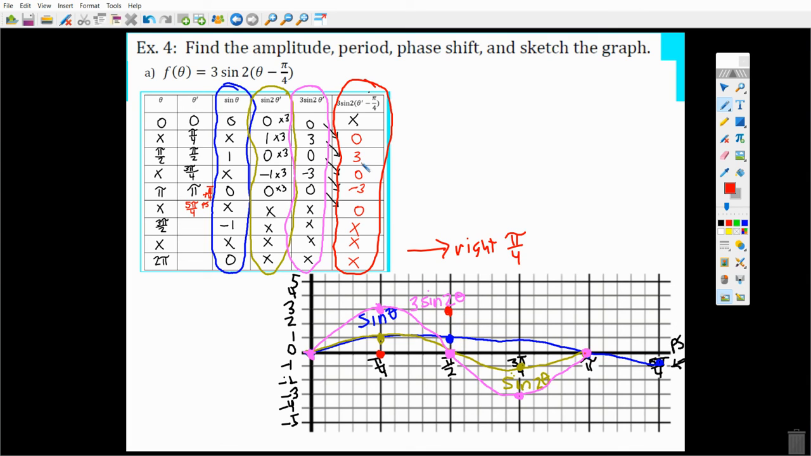Okay, and that's 3 at, again, pi over 2. The next one, the pink one, at 3 pi over 4, is right here. It's going to shift to pi. So at pi, it is -3. And then finally, the last one, this graph is our phase shift. So finally, this 0 is going to shift here. And we have our final graph.